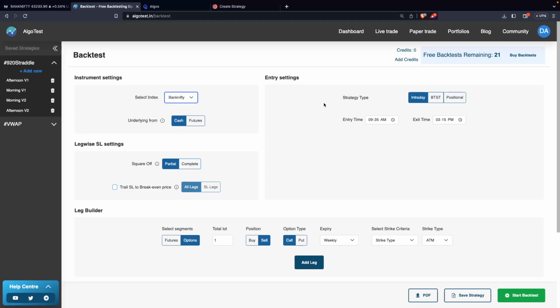Underlying will be cash. We can provide intraday, BTST and positional things. If we want to go intraday, then choosing intraday, then we need to select an entry time. So that entry time could be after 9:16 only. The entry time could not be 9:15. There are certain restrictions by some execution platforms, because the slippage issue will be more in the 9:15 time.